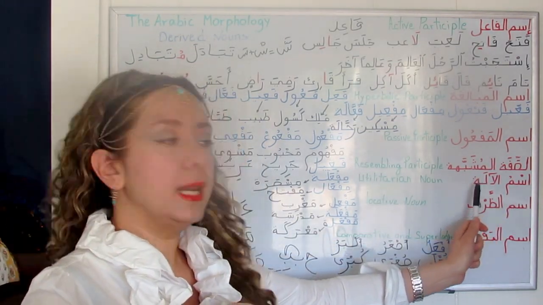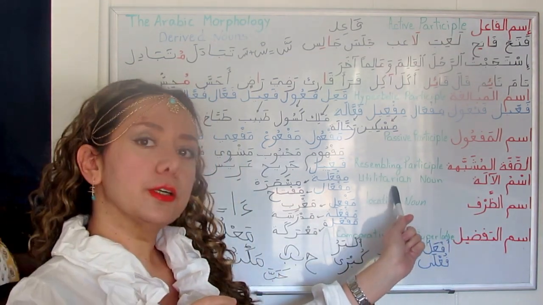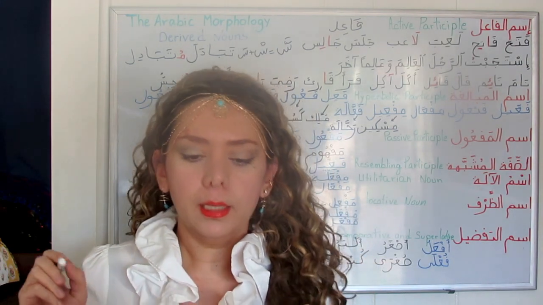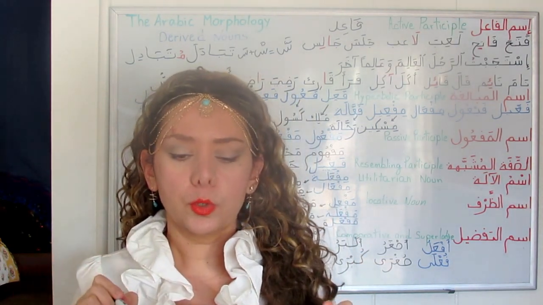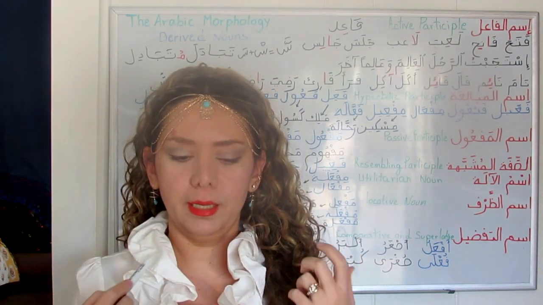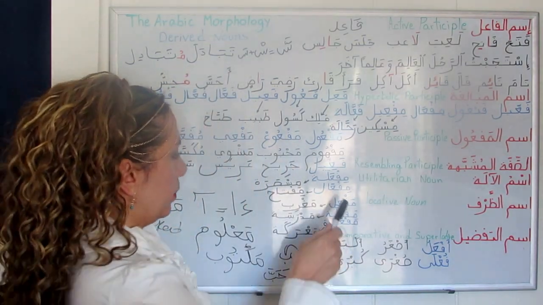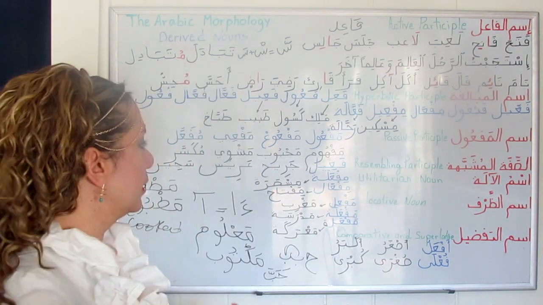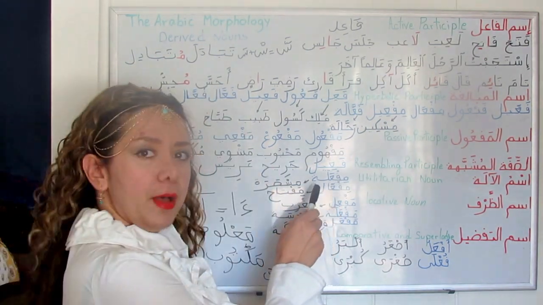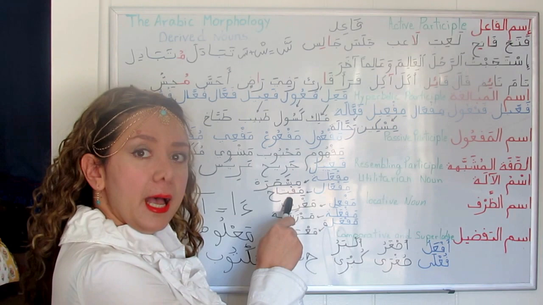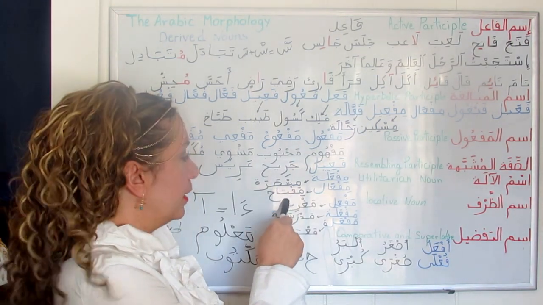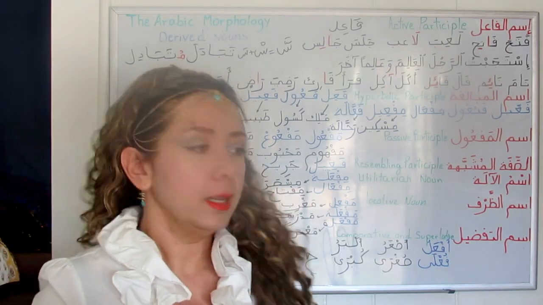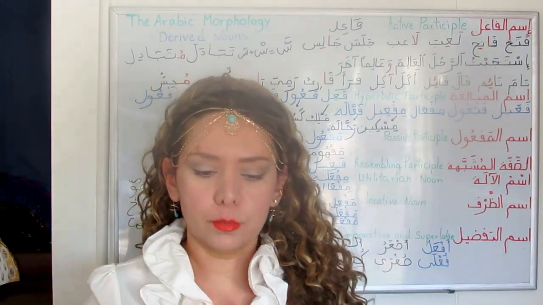اسم الآلة, the utilitarian noun, is the thing used to enact the base meaning. For example, مسطرة, following the pattern مفعلة. مفتاح, key, مفعل. That's simple.